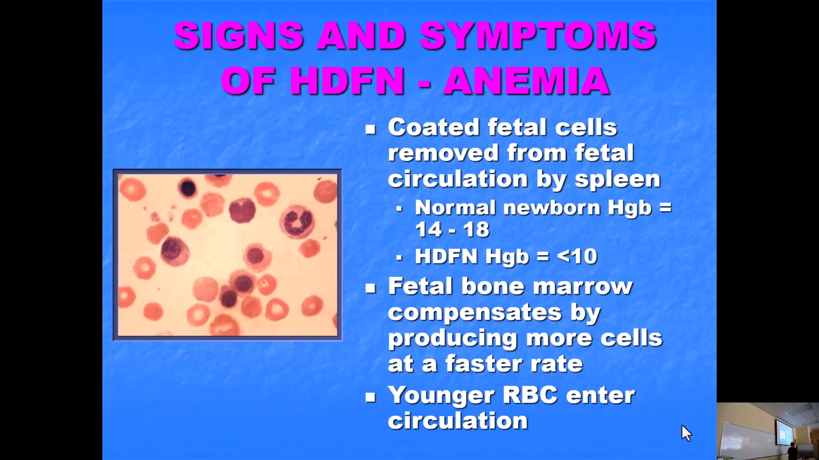So, signs and symptoms of HDFN. First one is going to be anemia, because what happens in the body is the coated fetal cells become removed from circulation by the spleen. So a normal newborn hemoglobin is 14 to 18, which is pretty high, but that's kind of the normal. With HDFN, hemoglobin drops below 10. That becomes super problematic. Fetal bone marrow compensates by producing more cells faster. What type of cells do we call those, especially in adults? Reticulocytes. Okay. Younger red cells start entering the circulation.